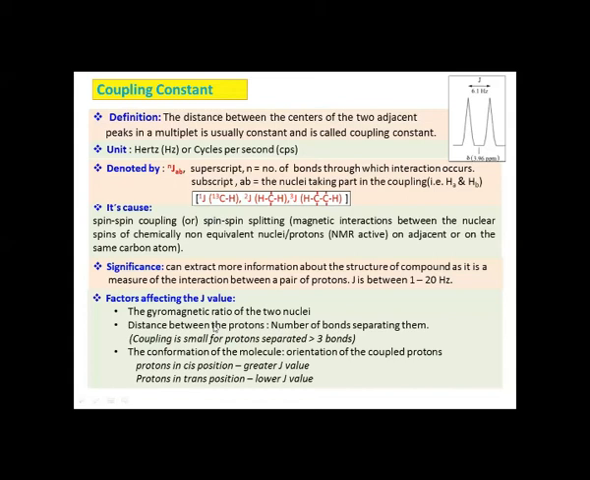The factors affecting the J values are the gyromagnetic ratio of the two nuclei, the distance between the protons, and the number of bonds separating them. If the number of bonds separating them increases, then the coupling will remain smaller, so the coupling constant value will be small. The conformation of the molecule also gives different J values. If the protons are in cis position, then a greater J value is observed. If the protons are in trans position, then a lower J value is observed.